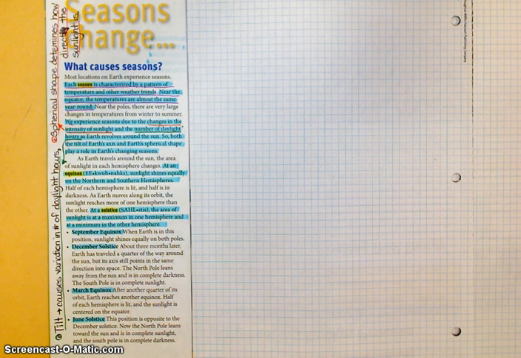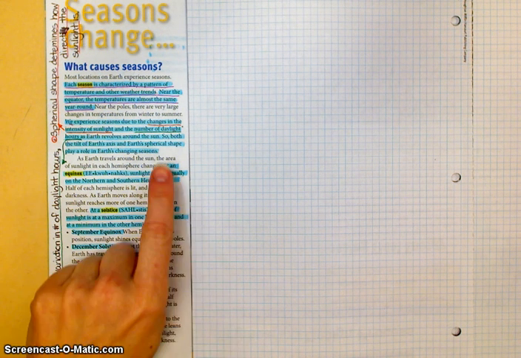Going down a little further, we experience seasons due to the changes in the intensity of sunlight and the number of daylight hours. We get changes in the intensity of sunlight because the Earth is spherical in shape, so sunlight hits more directly in some spots and more at an angle in other spots. And we saw that on page 228. All right.